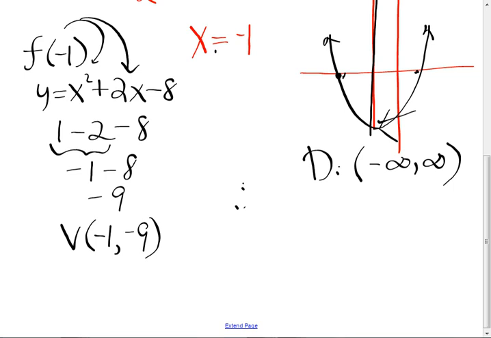So I should see that answer correct on the quiz. The range, you start here at the bottom, right here at negative 9, and it goes this way. So how do I write that? Brackets, negative 9 to infinity. That's everything in the parabola.